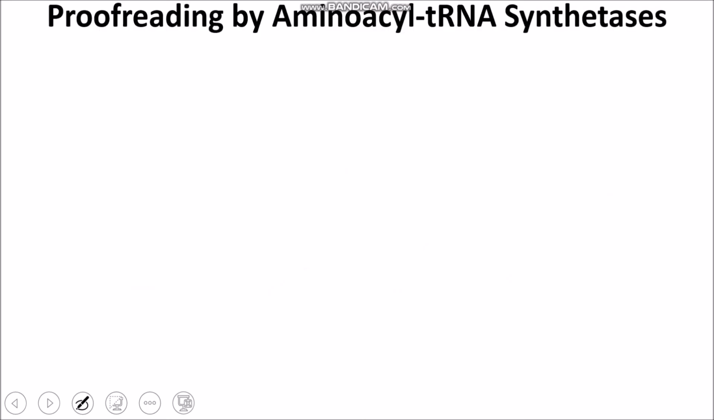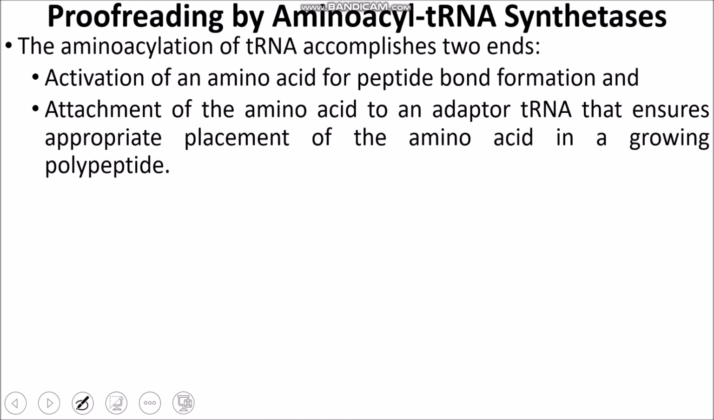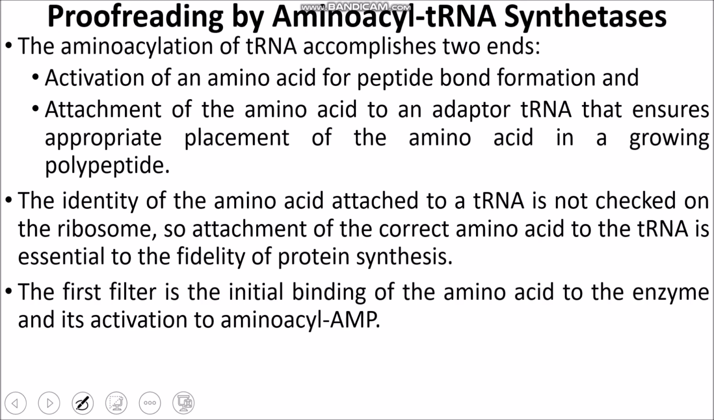We will see the significance of this formylated methionine during the initiation process. This tRNA is the deciding factor. So the proofreading, which type of amino acid will go and bind to the messenger RNA, will be decided at this step only. So the aminoacylation of tRNA accomplishes two ends. First, activation of amino acid for peptide bond formation. So amino acid will be loaded, activated, because the carboxyl group of amino acid should be activated for peptide bond formation. And second, attachment of the amino acid to the adapter tRNA that ensures the placement of amino acid in the growing polypeptide.